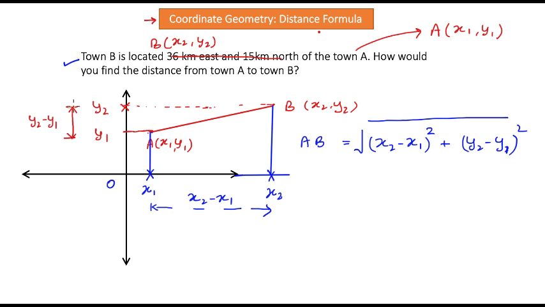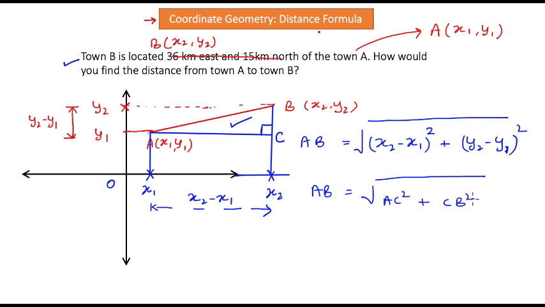Now, this knowledge of the vertical distance and the horizontal distance can give you a very simple situation that can help you construct a right angle triangle, something like this. Let's say that this is the point C. Now, using the Pythagorean theorem on this right angle triangle, I can define my distance AB as the square root of AC squared plus CB squared, right?